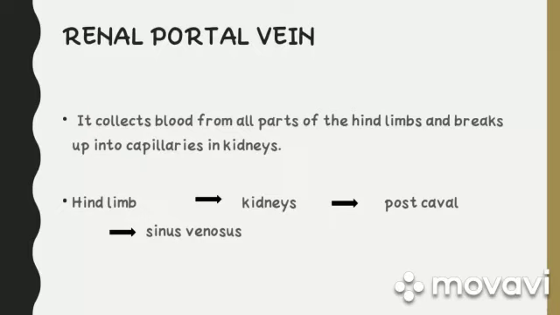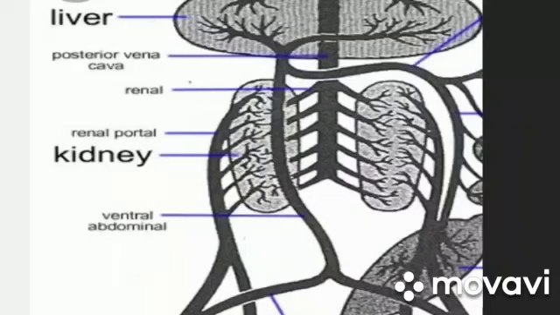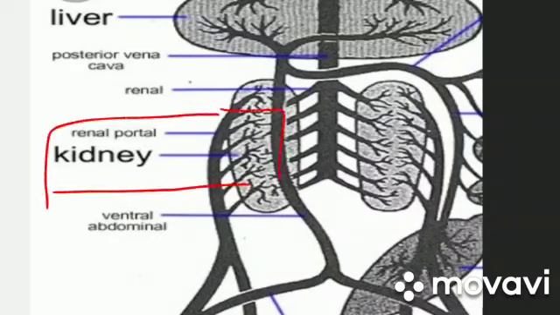So you can see the flow chart that the veins collect blood from all the parts of hind limb and break up into capillaries in kidney, then the blood would go to the postcaval, and then the sinus venosus, and from sinus venosus this deoxygenated blood will be drained into right auricle. In this diagram you can easily see that the renal portal vein is breaking up into capillaries in kidney.